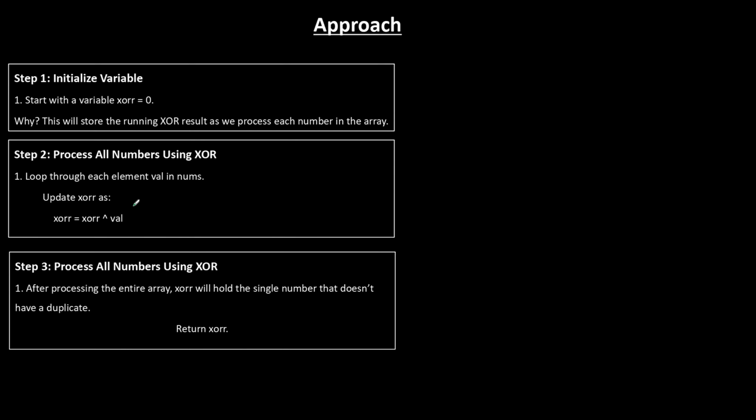Now, since we got the intuition of the problem, let's look into the approach of how we're going to solve it. So first step will be initializing the variable. We will take this variable XOR and initialize it with 0. This will store the running XOR result as we process each number in the array. Now we will loop through each element in nums, like this: for val in nums.